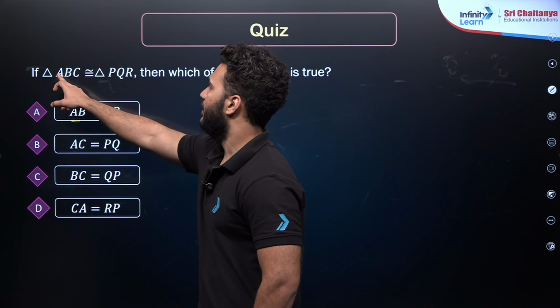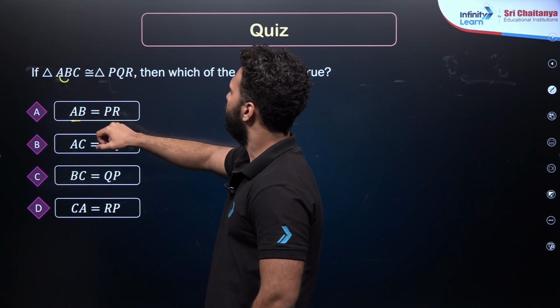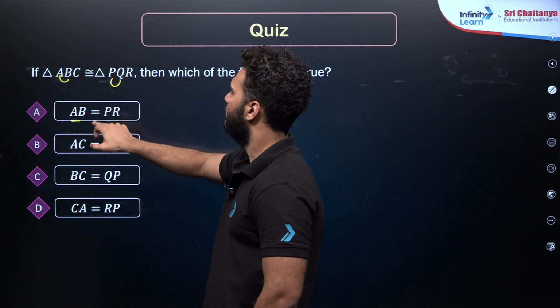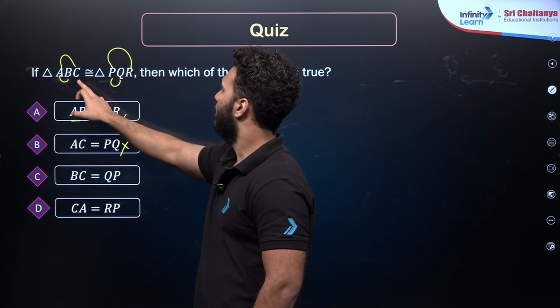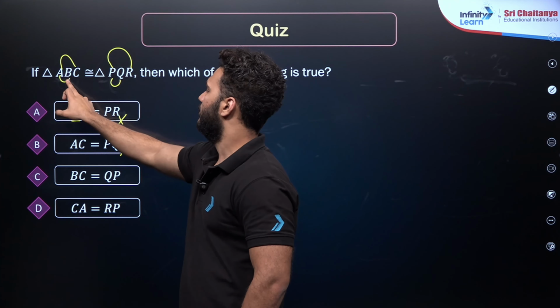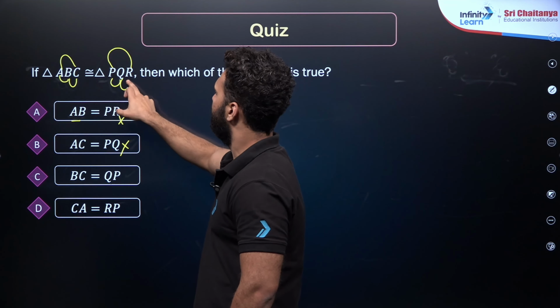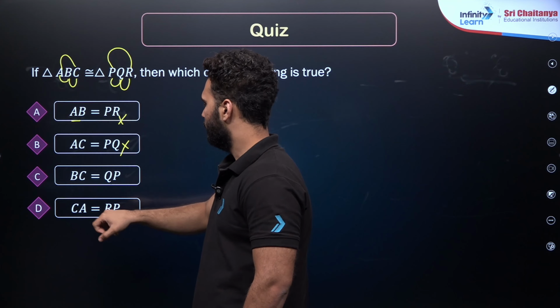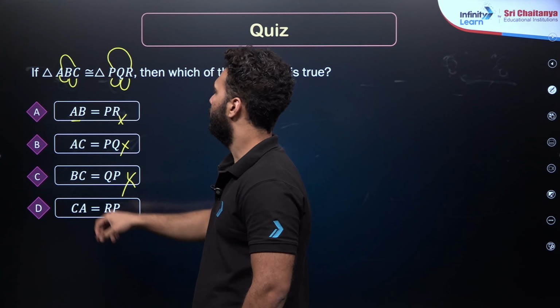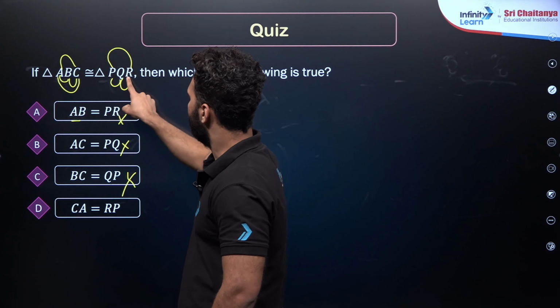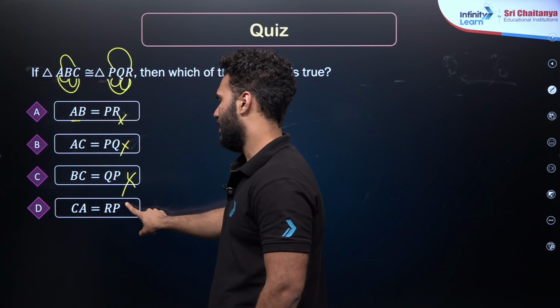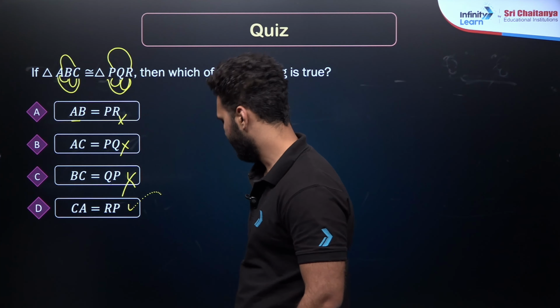AB, sir, AB is equal to PQ, not PR. AC should be equal to PR, not PQ. And next, BC should be equal to QR. BC is equal to QP, wrong. Then we have CA, CA should be equal to RP or PR. Right, option D. Okay.